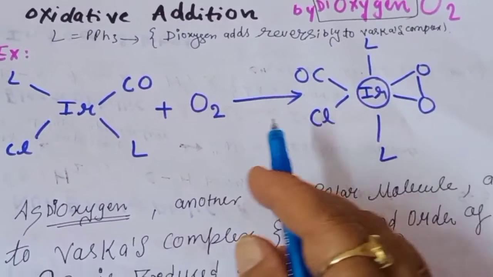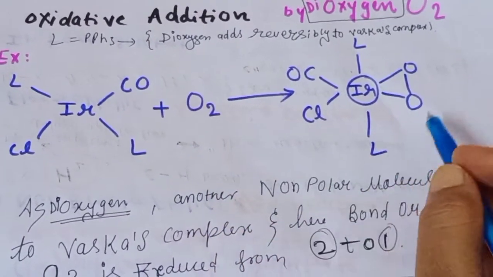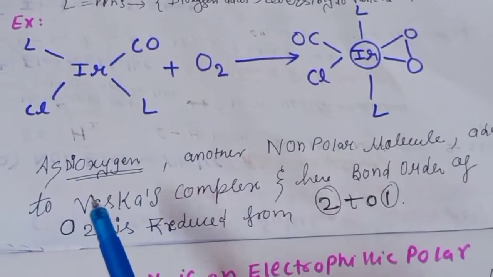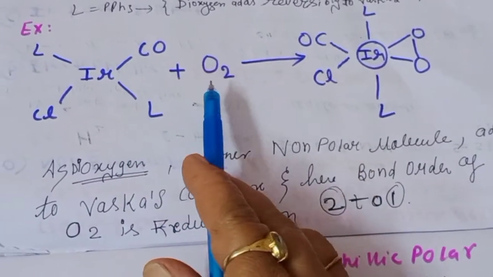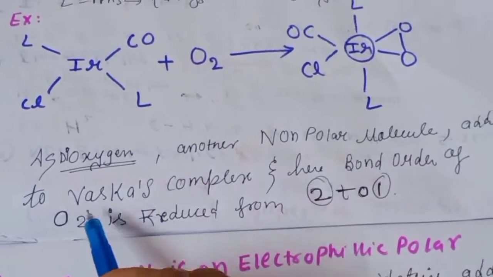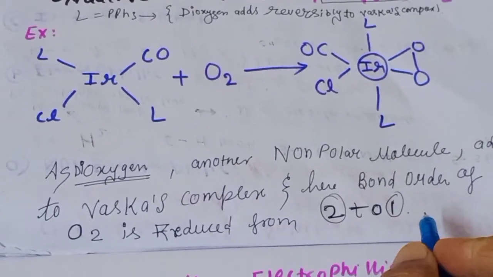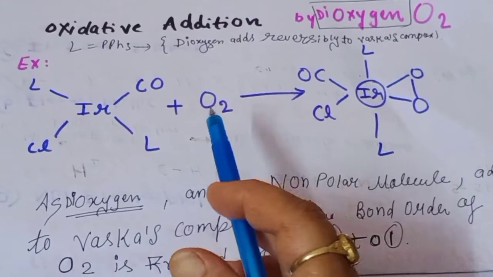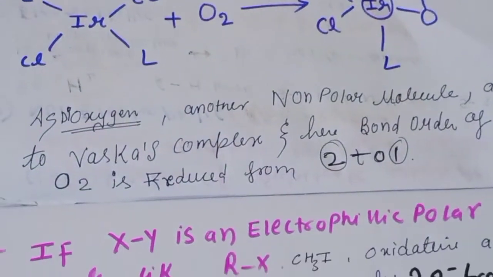Okay, so as the oxygen adds to it, which type of complex will form? Dioxygen is another non-polar molecule, like hydrogen. It will add to the phosphorus complex, and here the bond order of the oxygen is reduced from 2 to 1. As we know, there is a double bond between the two oxygens, so now the bond order decreases from 2 to 1.